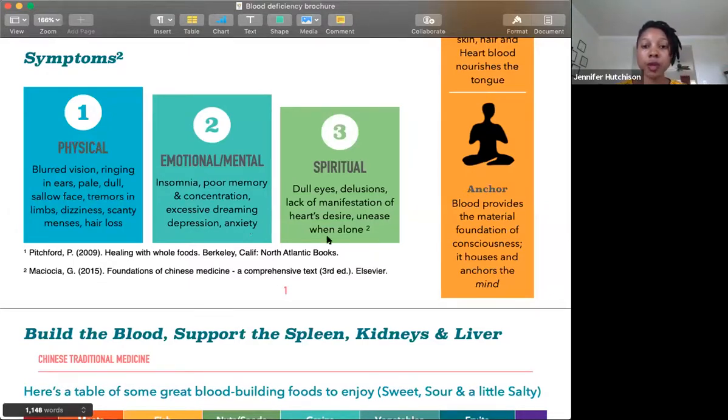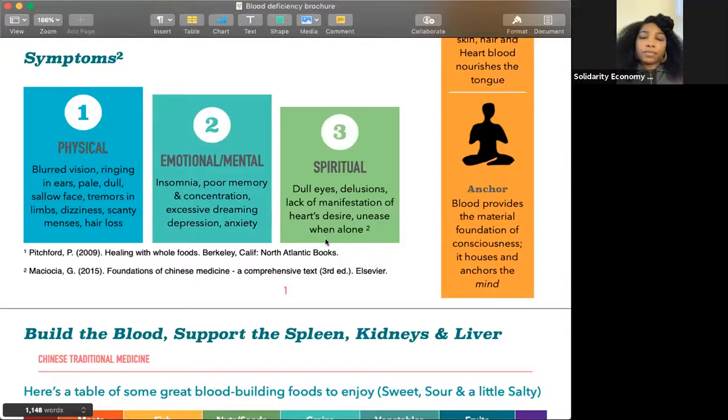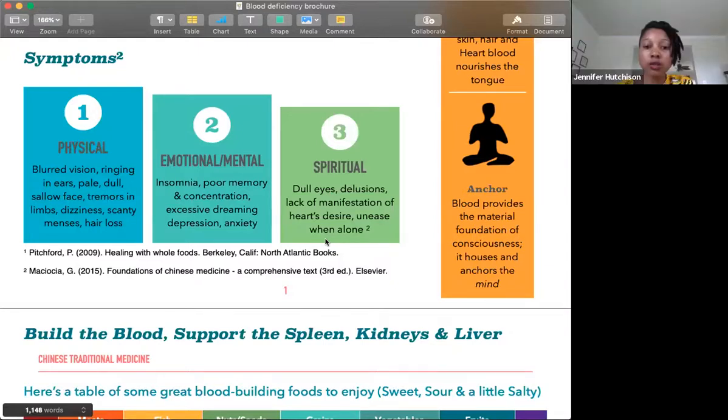And then spiritual things, dull eyes, delusions. Dull eyes just means not having a real brightness to your eyes. We call it shen in Chinese medicine, S-H-E-N. It's kind of having that sallowness in your eyes. Delusions, lack of manifestation of your heart's desire, unease when you're alone.